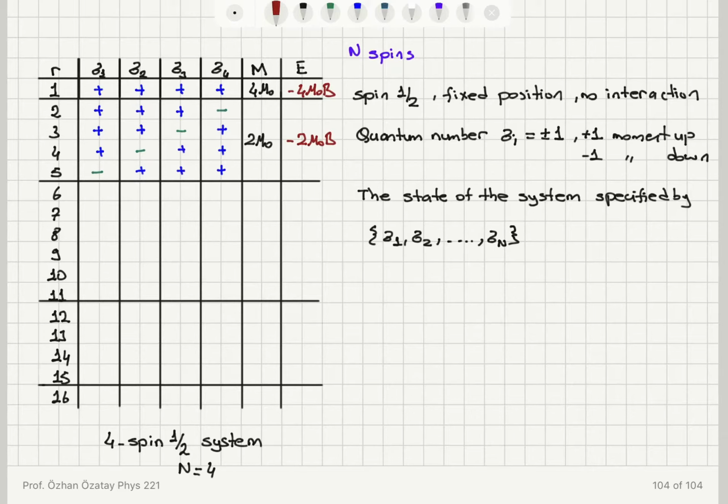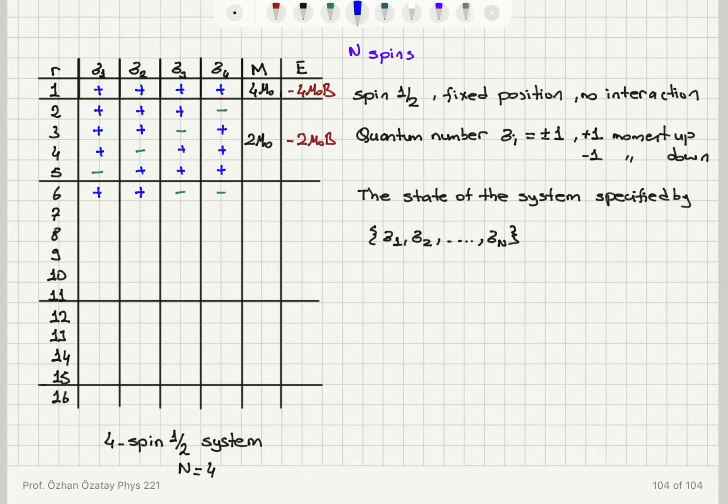Now I want to have two of them pointing up, two of them pointing down. So let's have the first one pointing up, the second one pointing up, the third down, and the fourth down.